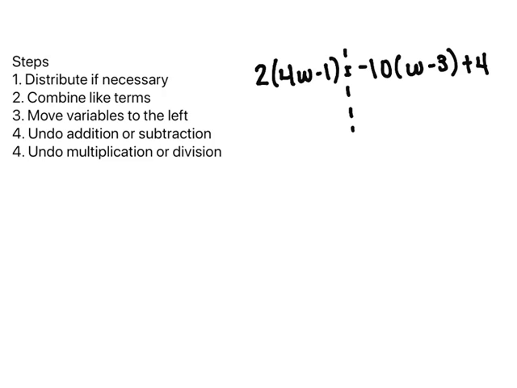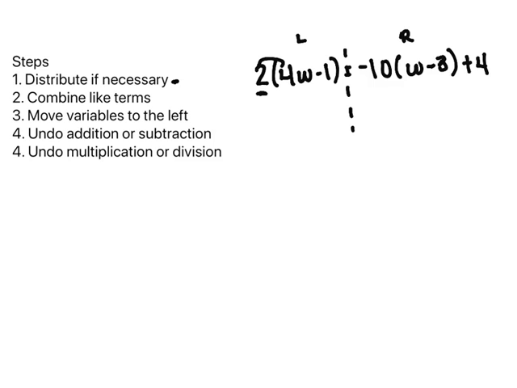Okay, just like with multiple steps, the first thing we want to do is to distribute if necessary. So I want to look at both sides, the left and the right, and check that there's no parentheses. If there is, I need to go ahead and distribute. Okay, so I see a parenthesis, therefore I need to distribute the number in front of it. In this case, I'm going to multiply everything by 2.